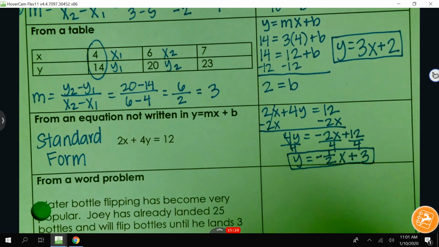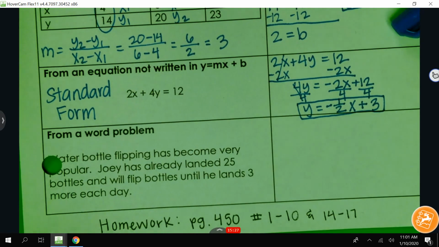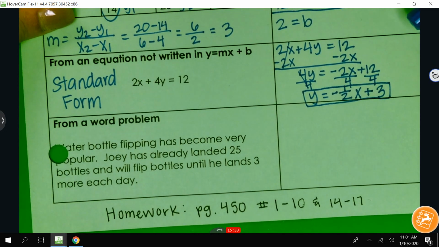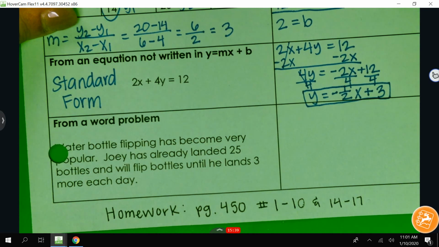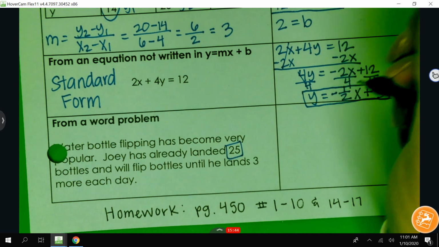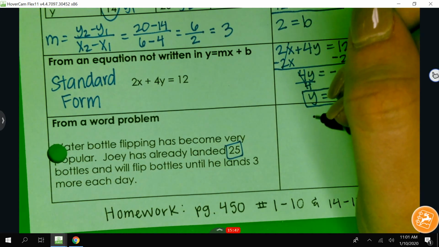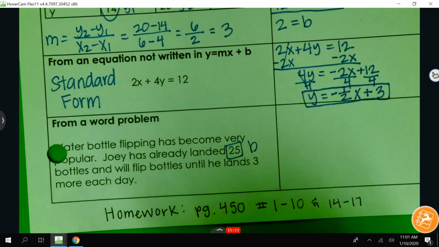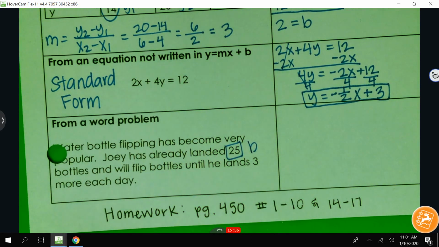Okay. Last example, we have a word problem. This says, water bottle flipping has become very popular. Joey has already landed 25 bottles, and he will flip bottles until he lands 3 more each day. So if he already has landed 25, what do you think that's going to represent in our equation? B, the y-intercept. That's exactly kind of like the kite question yesterday and the automobile question last night. So your initial height of the flight was 60. You've already landed 25 bottles, so that number by itself, that's always going to be your B.